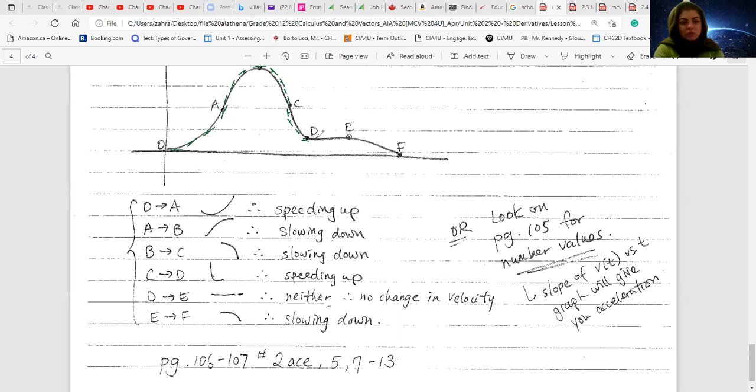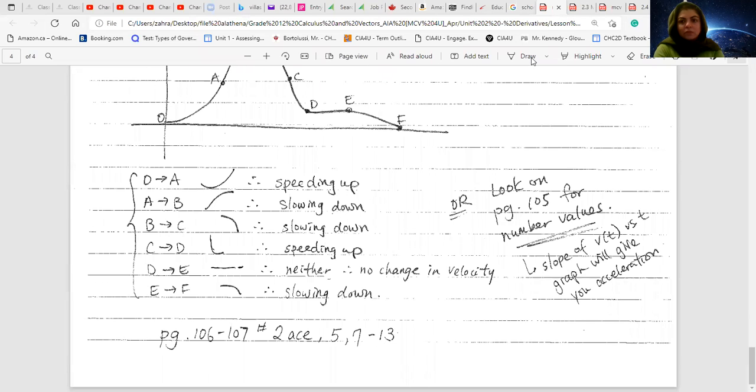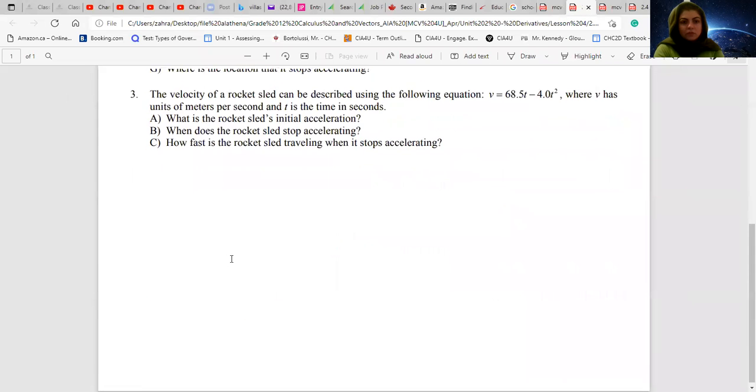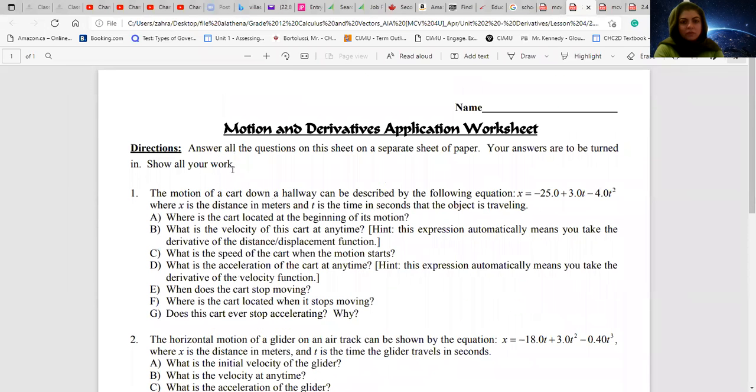From D to E, the slope is 0, right? The velocity is 0. E to F, again, it becomes very sharply negative. So it's speeding up, but in the negative direction. So that is questions 1, 2, and 3. You try it as homework for this worksheet.